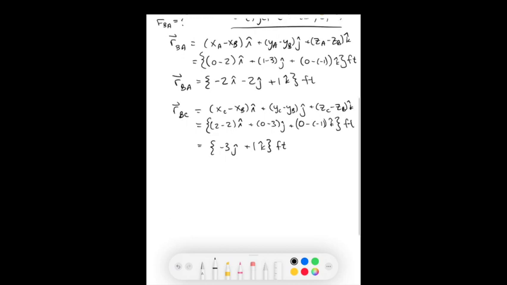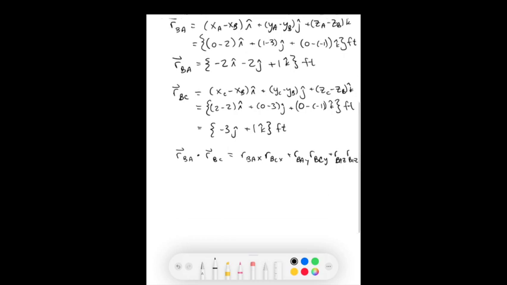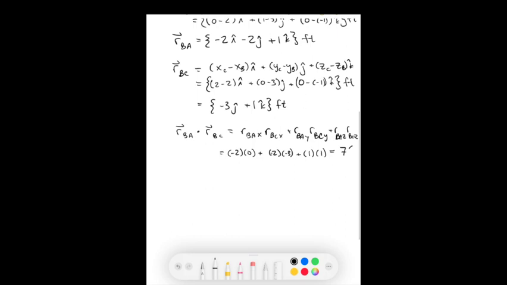Okay, so we know that we need to find the dot product. So we're going to take R BA dot R BC. We know that that's equal to the sum of the products for each one. So in the x, in the y, and the z. And so we plug those values in. When we do that, we find that the dot product is equal to 7 feet.